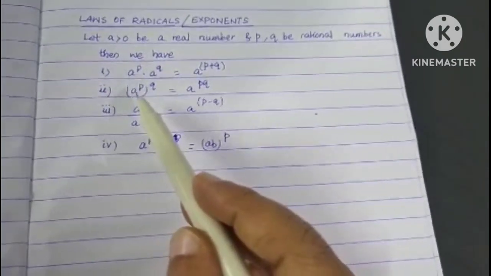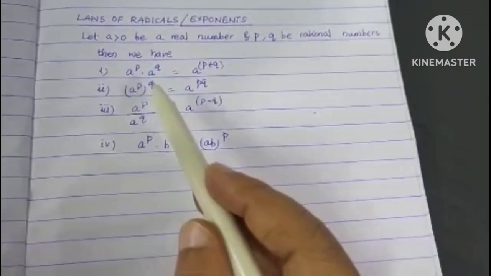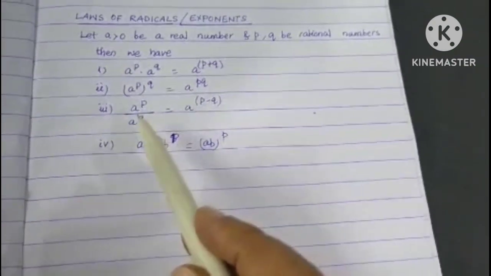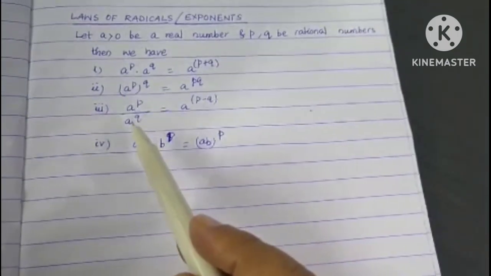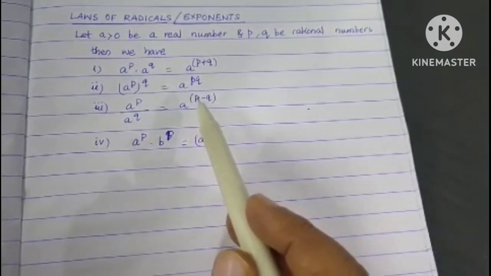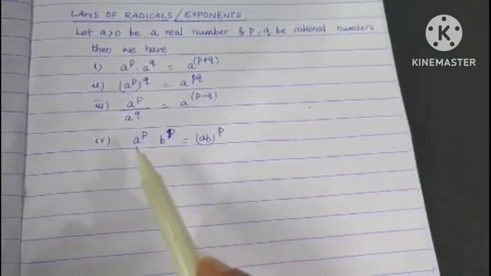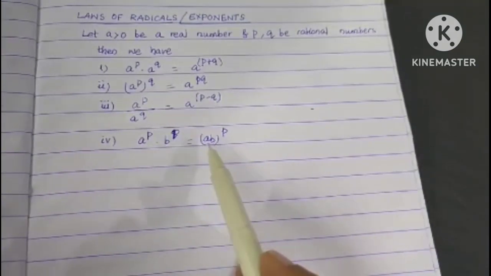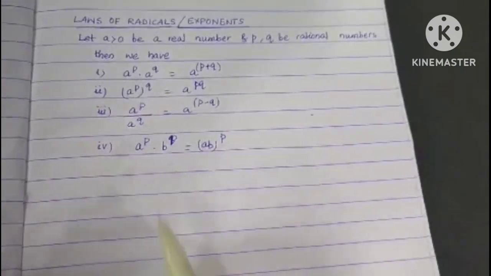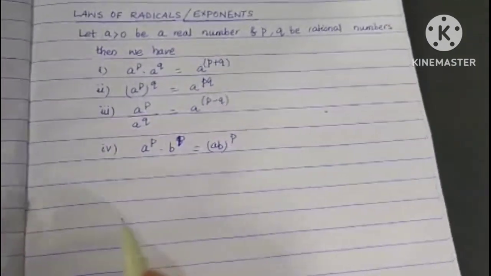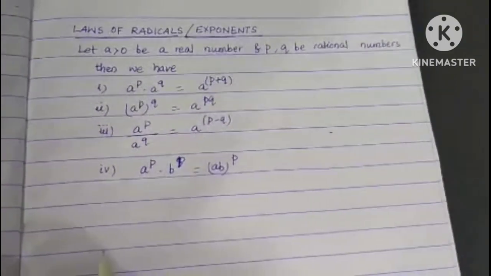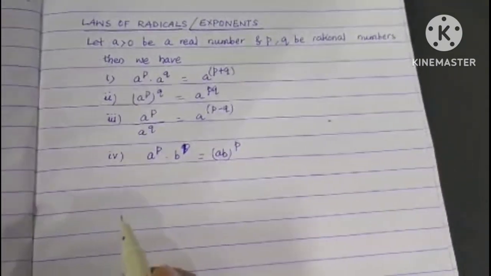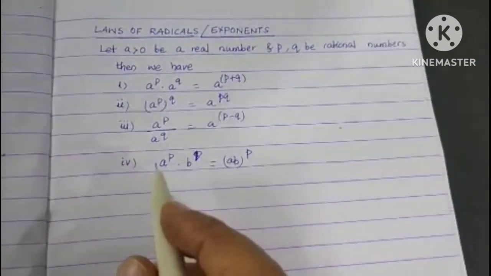If we have been given a to the power p whole to the power q, that will be equal to a to the power pq. And a to the power p divided by a to the power q is equal to a to the power p minus q. And the fourth one is a to the power p multiplied by b to the power p is equal to ab to the power p. We have done it in our previous classes, in 8th class or 7th class we have seen it. So let us now solve some problems using these formulas.